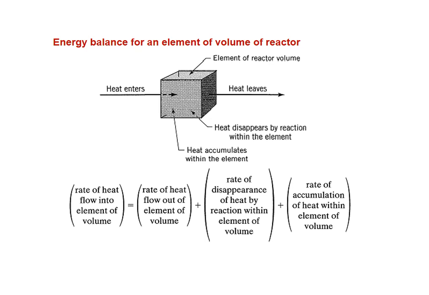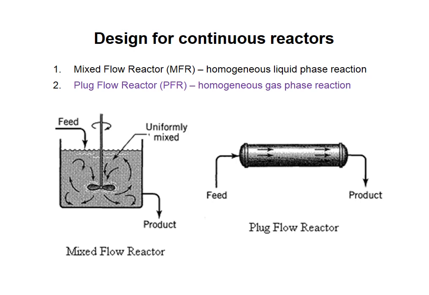Both the material balance and the energy balance have to be derived to find the conversion percentage or the yield percentage of the product in a reactor. So basically, the design of continuous reactors is of two types.